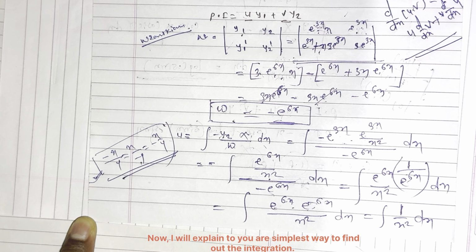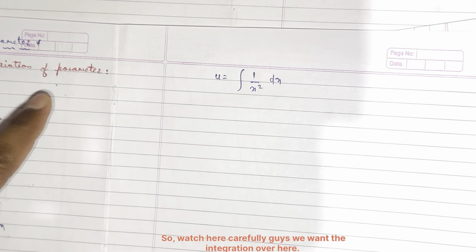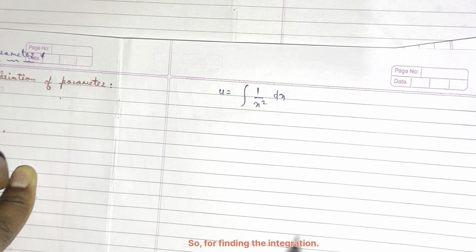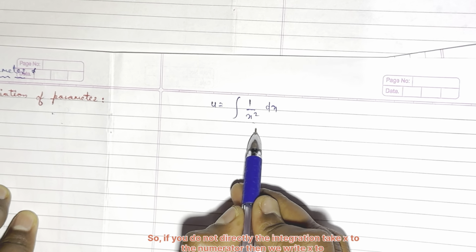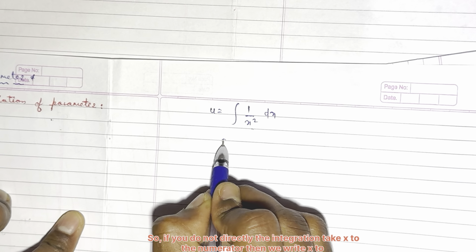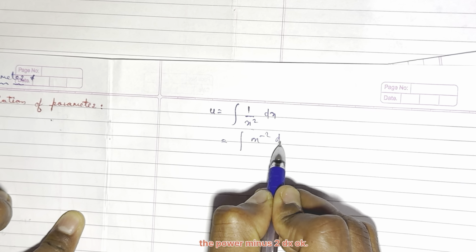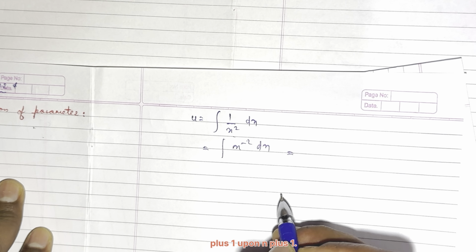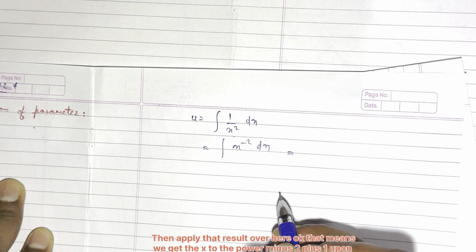Now I will explain to you all the simplest way to find the integration. So watch carefully, guys. We want the integration over here. If you don't know the integration directly, take x to the numerator, then we write x to the power minus 2 dx. Integration of x to the power n is x to the power n plus 1 upon n plus 1. Apply that result over here.